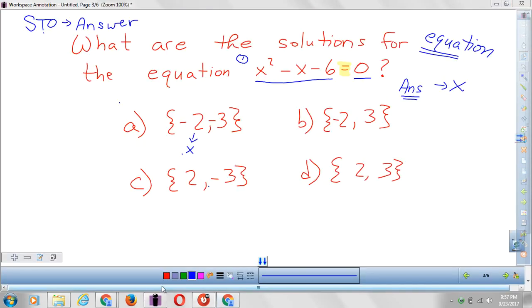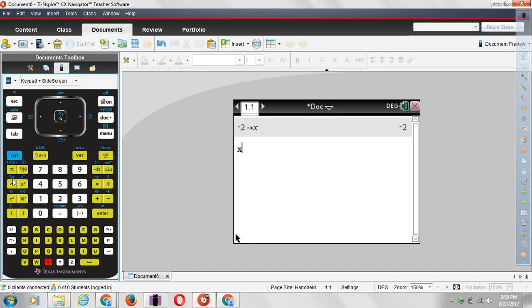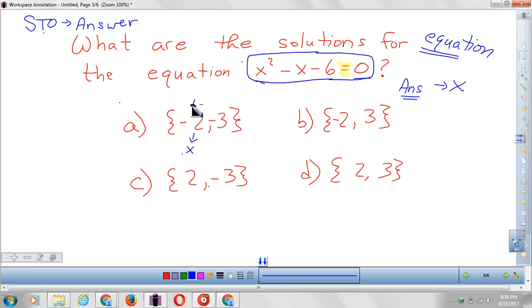I'm going to go back to my question, and now I'm going to grab my whole entire equation. So x squared minus x minus 6 equals 0. Enter. And that one tells me true. Beautiful. So I'm going to write down right here that this one came out to be true.